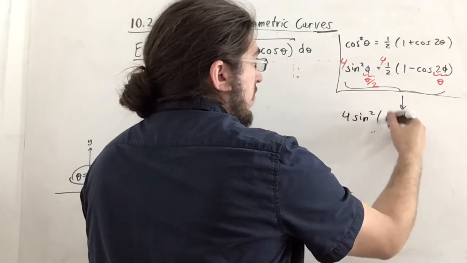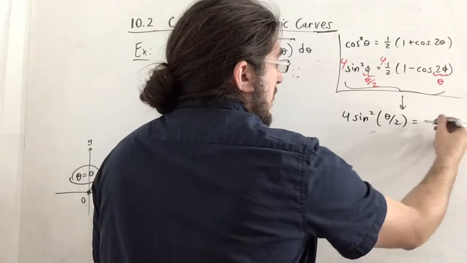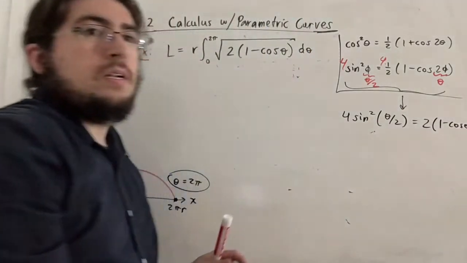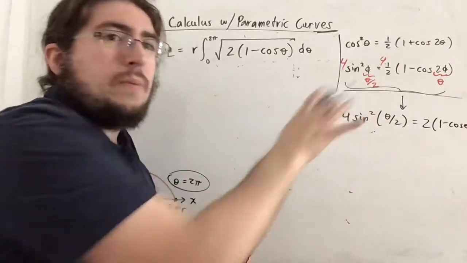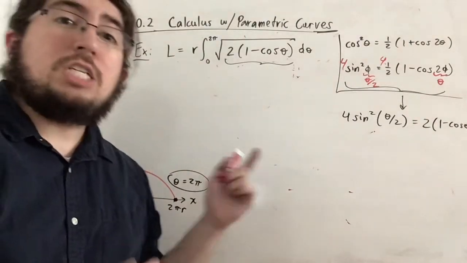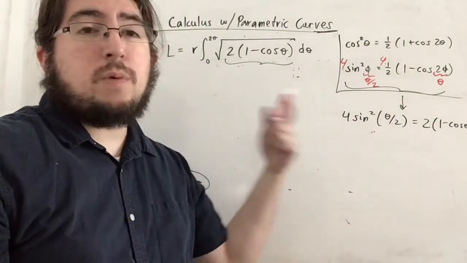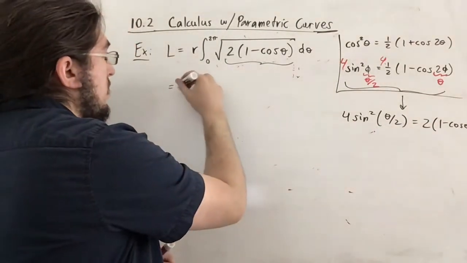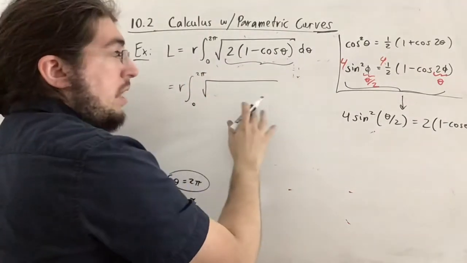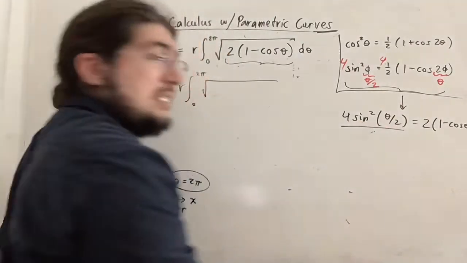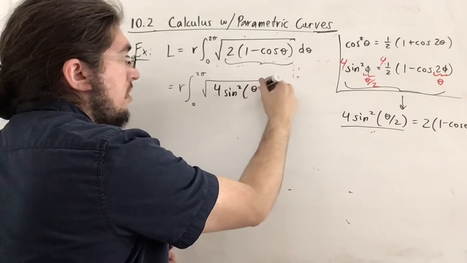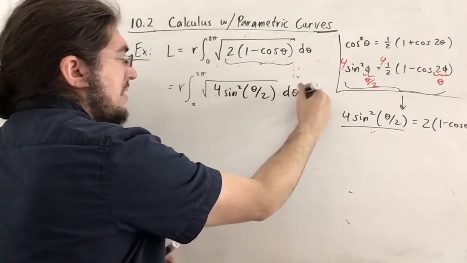4 sine squared of theta over 2 is equal to 2 times 1 minus cosine of theta. It got cut off a little bit, but that's 1 minus cosine of theta. And that's just this inside the radical, which is great because now it's squared and we can square root that. So this is our integral from 0 to 2 pi of the square root of that, which is now just this quantity here. So it's 4 sine squared of theta over 2 d theta.